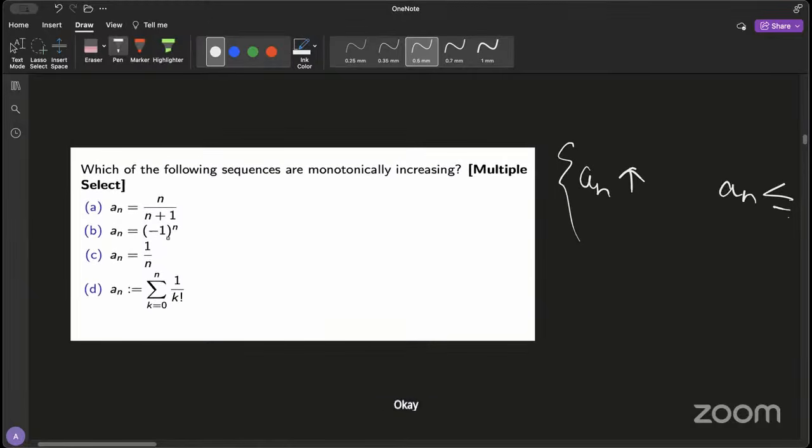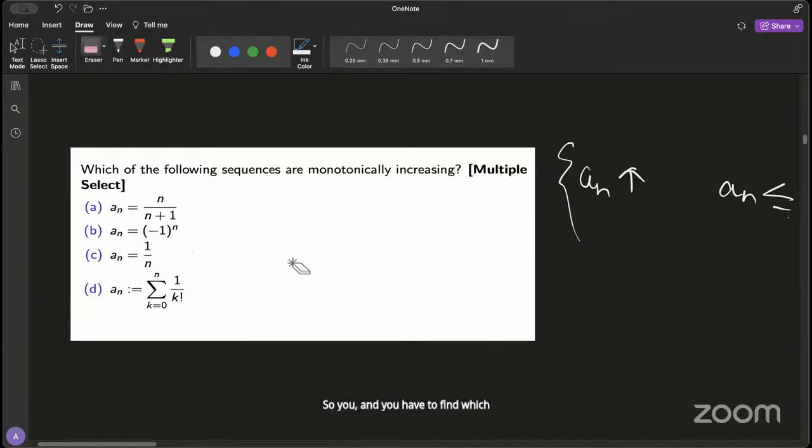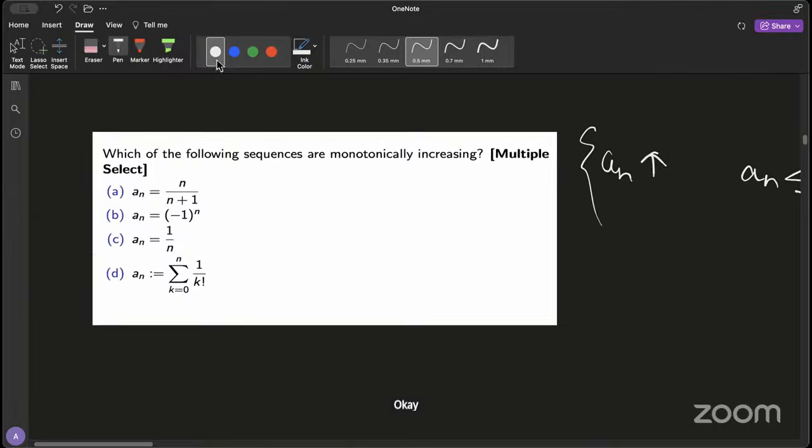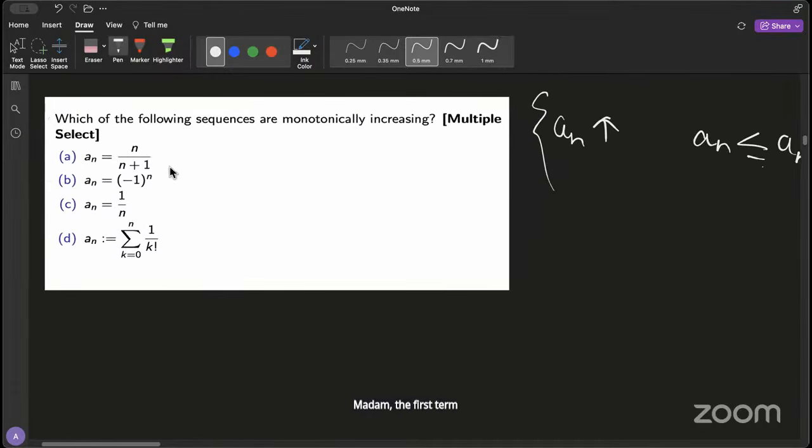Okay, option B, you have to find monotonically increasing functions. That means each term should be related to the next term. If you have 2 consecutive terms, the next term should be either equal to this or greater than this. So you have to find which one of these is a monotonically increasing sequence. Okay, let's do this one. The first term itself is a sequence. It just says n by n plus 1.